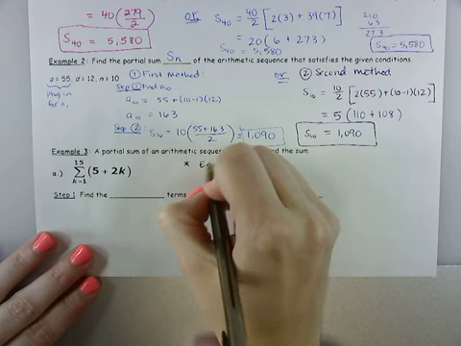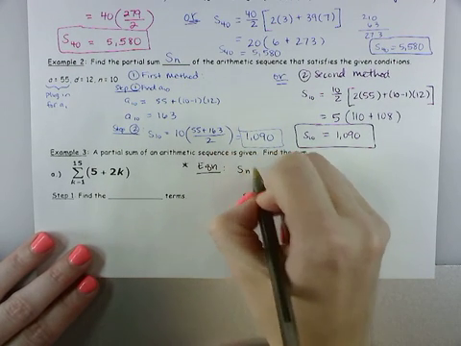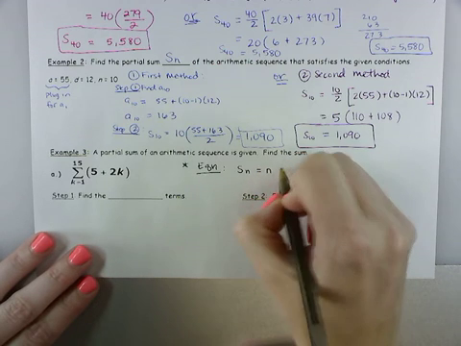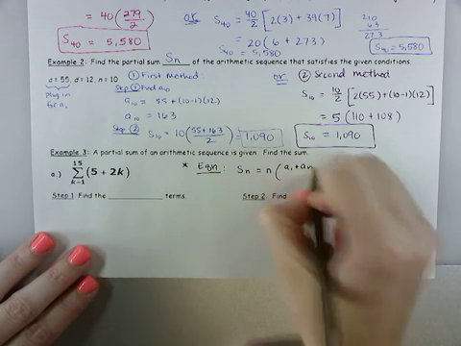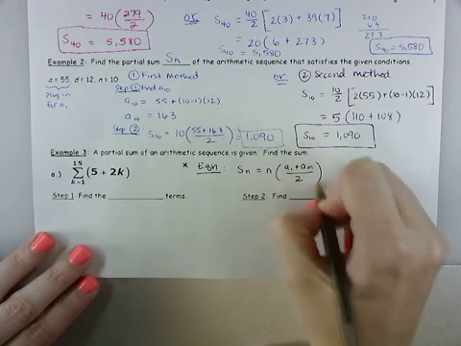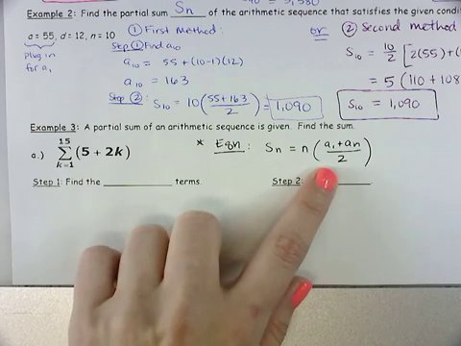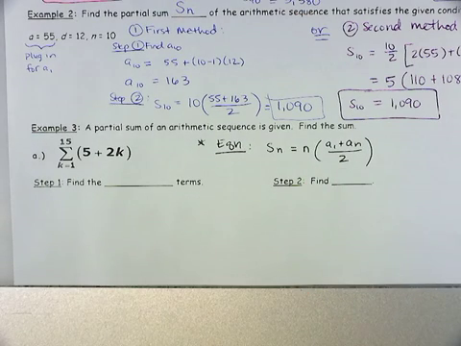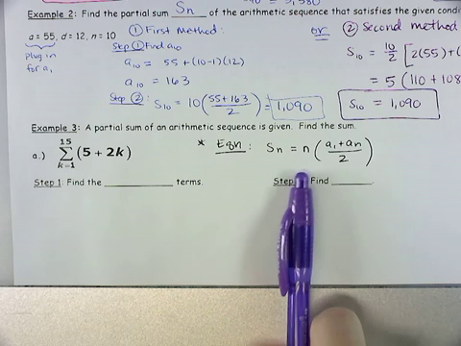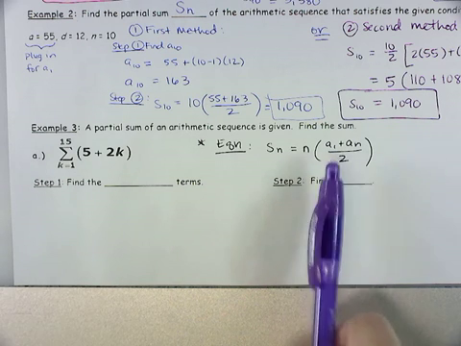Remember that your equation for the sum, this is the new one that we did today, is S sub n equals n times (a sub 1 plus a sub n) over 2. Now for this one, this equation is actually going to be quicker, and we can talk about why in a little bit. So if I'm going to use this equation, I have to know what n is, the number of terms, and I'm also going to have to find a sub 1 and a sub n.